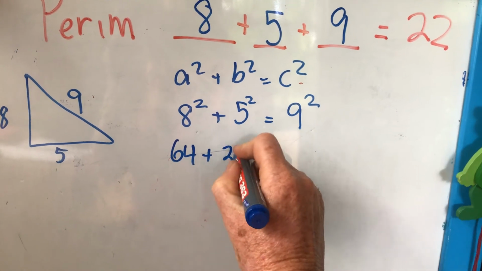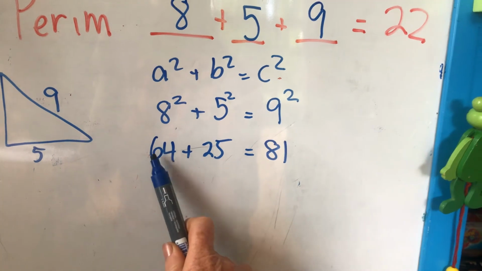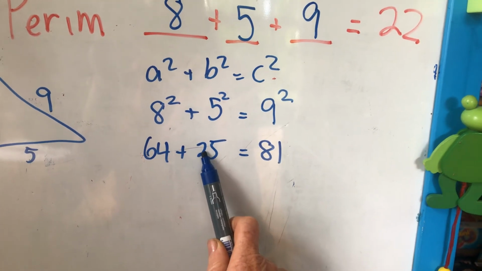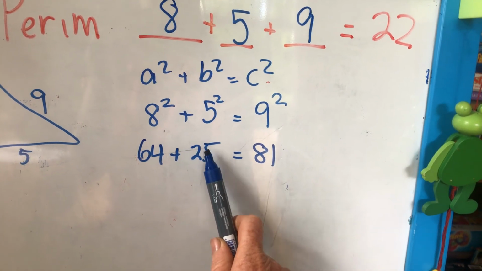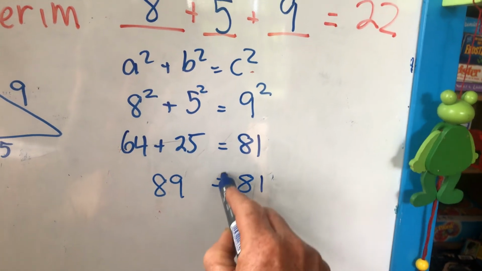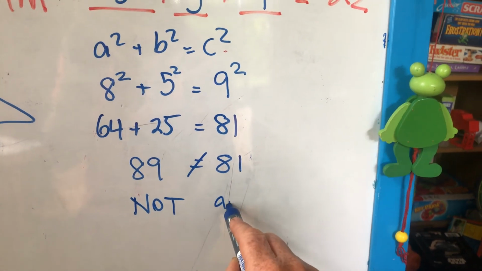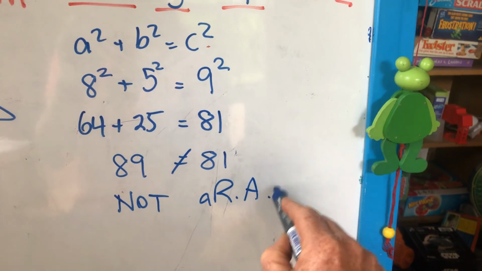64 plus 25, 81. Now, is this true? What's 64 and 20 is 84, and 5 is 89. Does 89 equal 81? No, it doesn't. So therefore, it is not a right angled triangle.